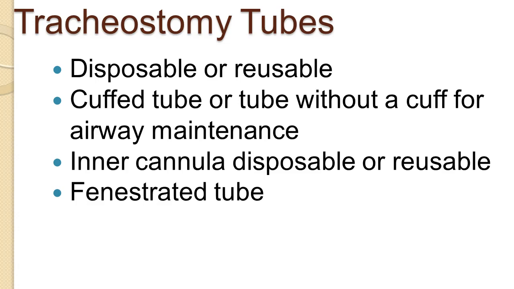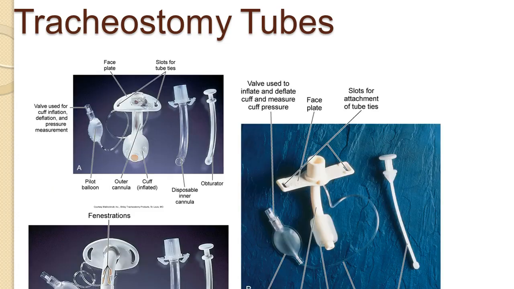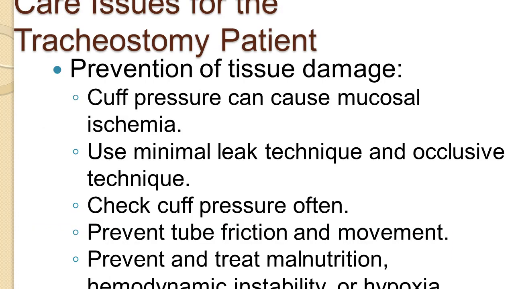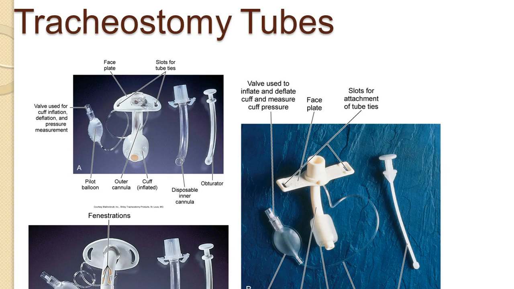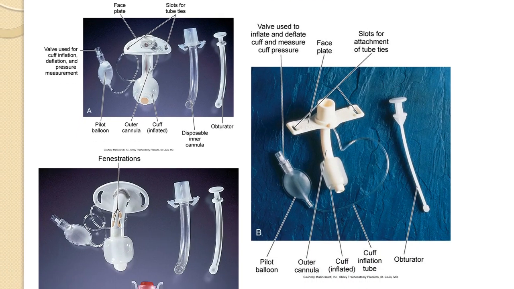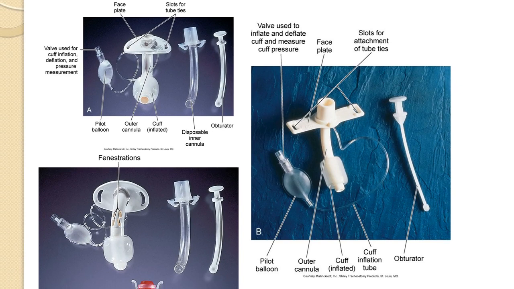We used to use metal trachs. They don't even use those anymore. They definitely have the Shiley disposable trachs, which is a good thing. But I'll show you some pictures of some of the equipment that goes with tracheostomy tubes. And this is one. As you can see, hopefully that's on your screen. Here, let me bring that slide back. There we go. Hopefully I brought that in.